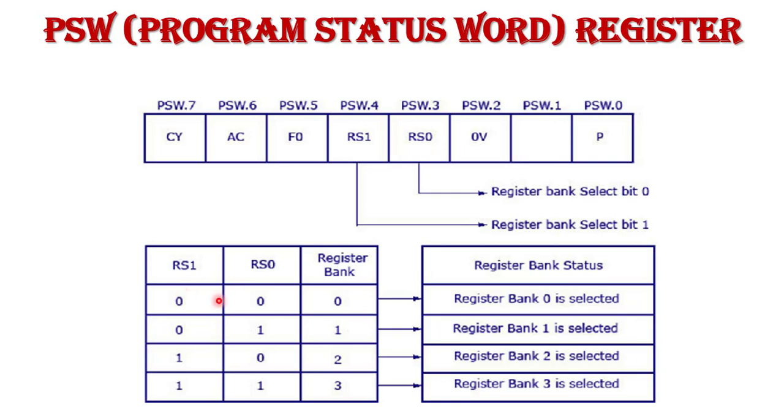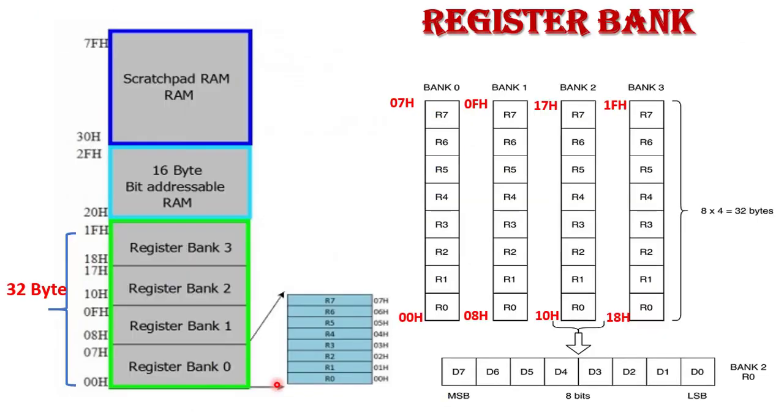If the combination is 00, register bank 0 gets selected. If the combination of these 2 bits is 01, register bank 1 gets selected. If the combination is 10, register bank 2 gets selected. If the combination is 11, register bank 3 gets selected. If in any case no bank is selected using the PSW flag register, then bank 0 is used as the default bank. If any one bank is selected by the PSW flag register, the remaining 3 banks are used as memory bytes.